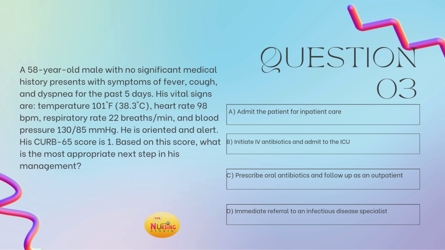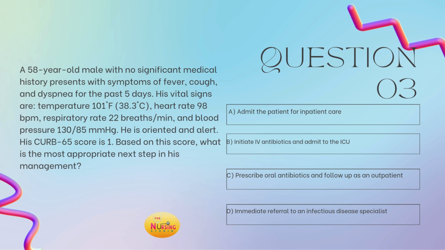Is it A, admit the patient for inpatient care? Is it B, initiate IV antibiotics and admit to the ICU? Is it C, prescribe oral antibiotics and follow up as an outpatient? Or is it D, immediate referral to an infectious disease specialist? Take a moment and double check.